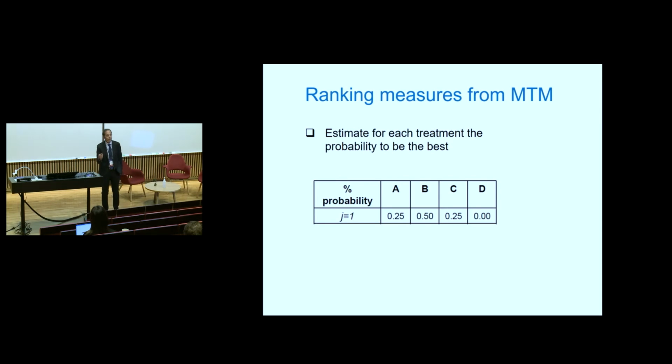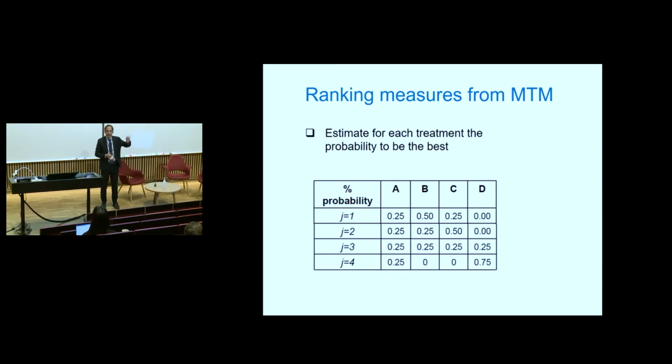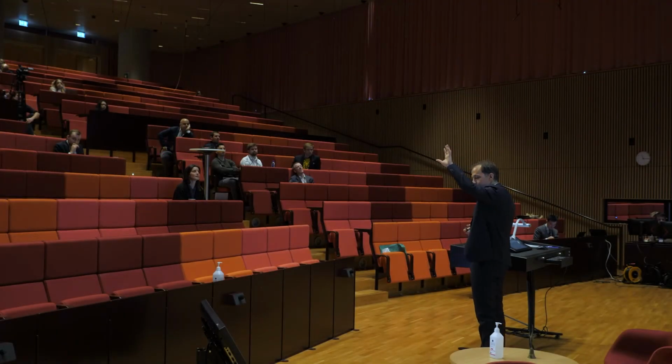Everybody happy? B. Why? Because I understand it as it has 50% probability of being the best. Exactly, so the highest probability. Bear with me. Tell me the second, the third, and the fourth, please. So B is the winner. Second? Second is C. Then it's equally possible. So there's no third place? No, there is third place, but we cannot tell which one it is.